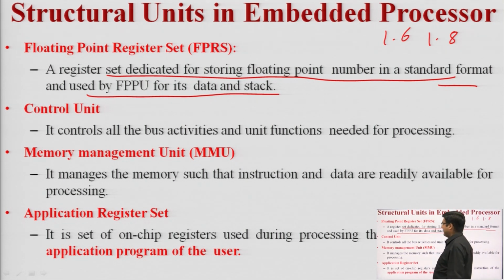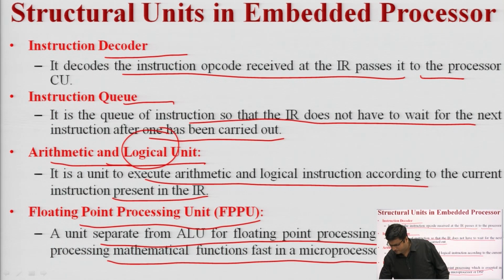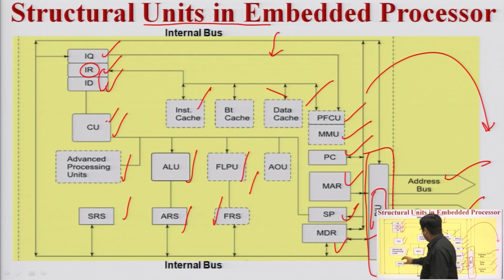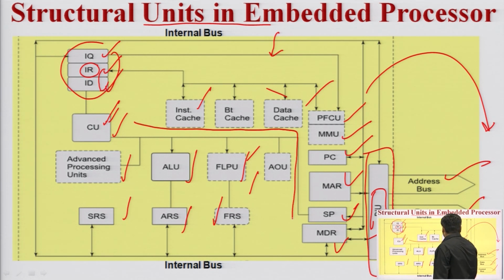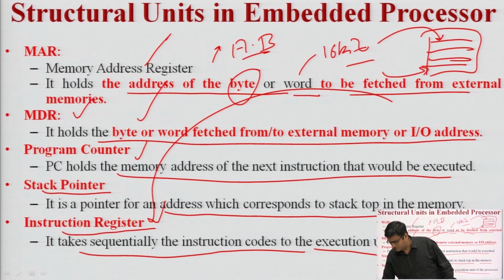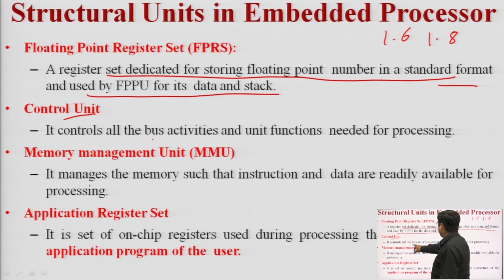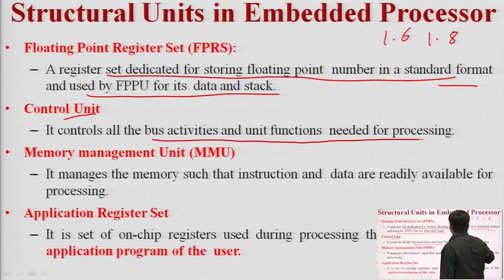stack. After that it has a control unit. Here you can see the FPPU, and this is the control unit. The control unit is connected in between the instruction queue, instruction units and the main unit. Okay. In this diagram you can see that the control unit is connected to every block. It carries out the control operations. So it controls all the bus activities and unit functions needed for processing.